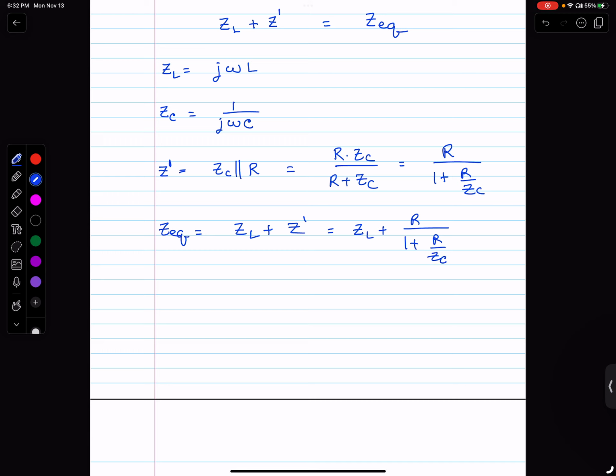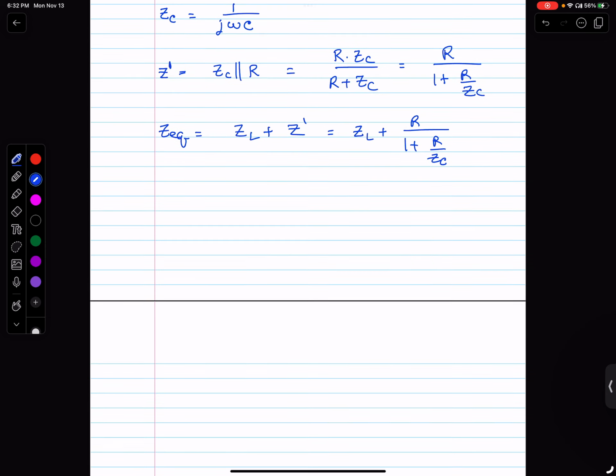Okay, there's no more circuit analysis here. We are simply doing mathematical jugglery at this point. Okay, Z equivalent is ZL plus R by 1 plus R by ZC. Now, we can do the symbolic manipulation here. So the Z equivalent is, multiply the whole thing by 1 plus R by ZC, taking this as the least common multiplier.